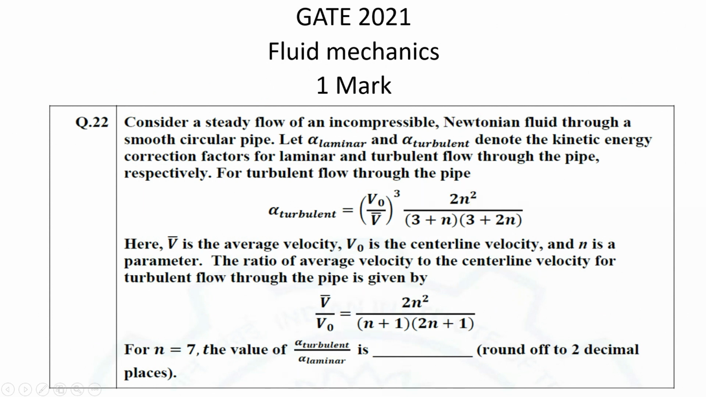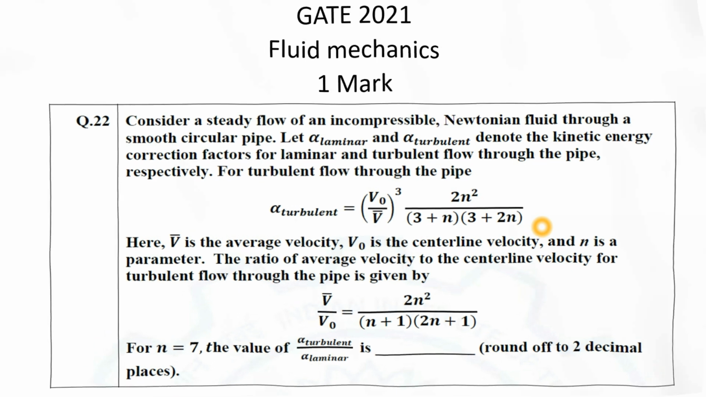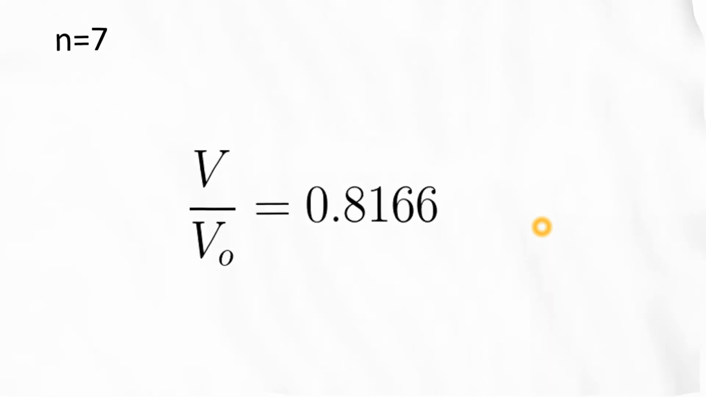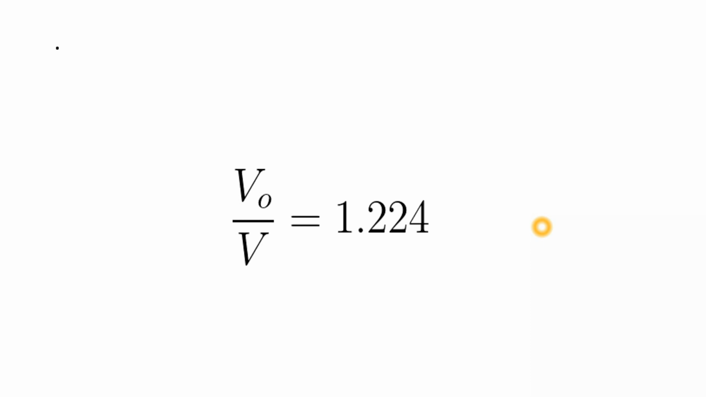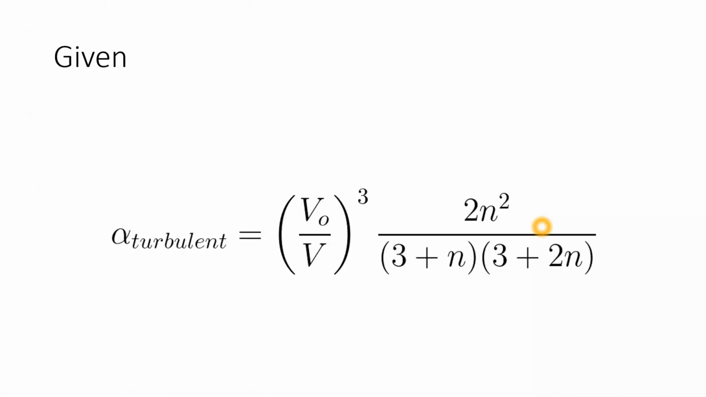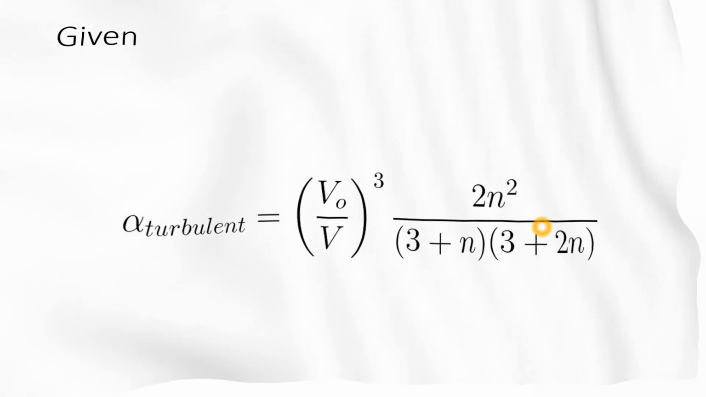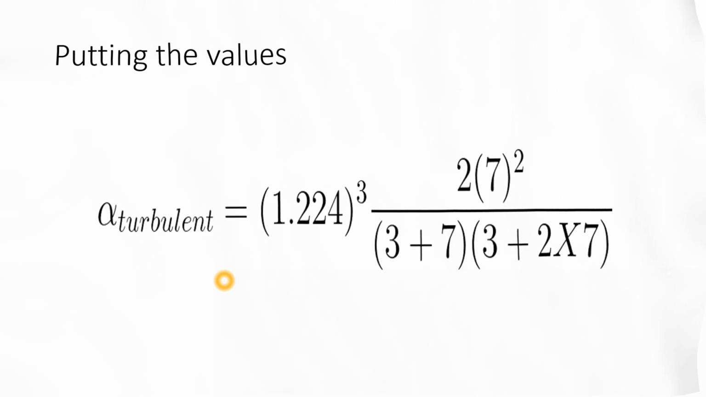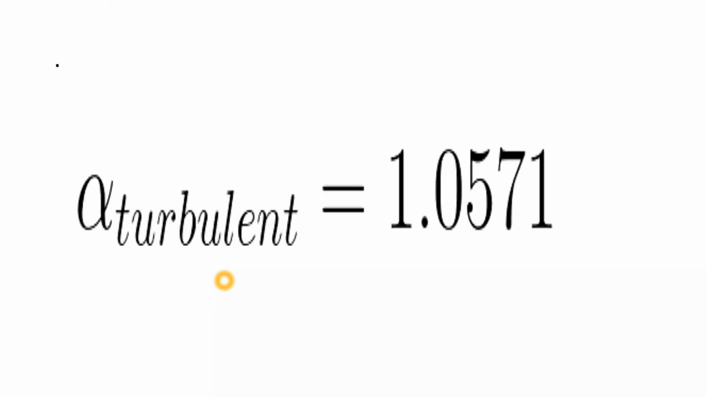See here, V naught upon V to the cube into n, and we know n very well, so we just need to calculate V naught over V. So we will put V naught over V into the given equation. So for alpha turbulent, we get V naught upon V to the cube. Putting the values, alpha turbulent is equal to 1.224 to the cube into this. From this we will get alpha turbulent equal to 1.0571, right?